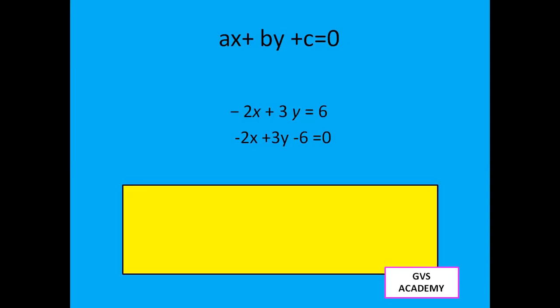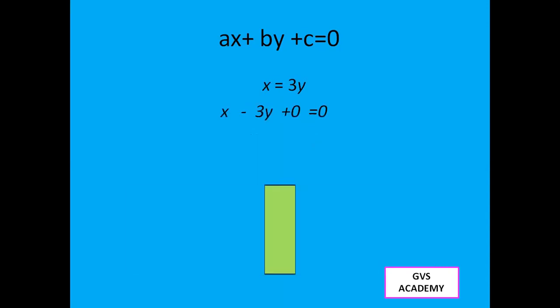Next subdivision. Again, the equation will be represented in the form of ax plus by plus c equal to 0. So the given equation is minus 2x plus 3y is equal to 6. Let me take all to one side. So it becomes minus 2x plus 3y minus 6 equal to 0. Now we can take a is equal to minus 2, b is equal to 3 and c is equal to minus 6.